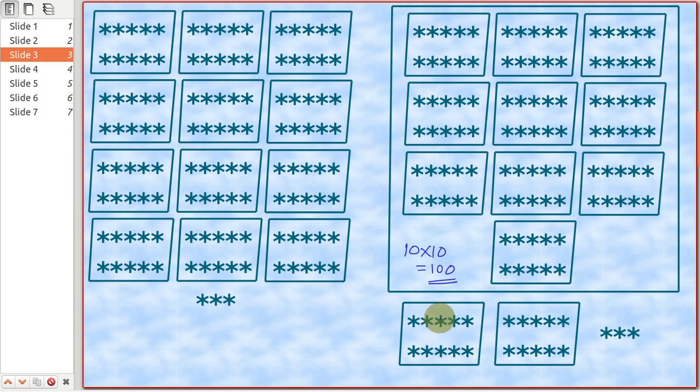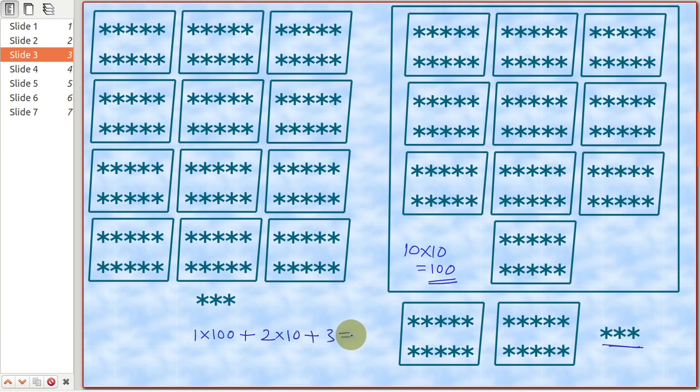And then we will be left with, so we had 12 smaller boxes, 10 of which are packed in the bigger box. So we are left with 2 smaller boxes and 3 loose stars. So we have one box of 100 stars, and then we have two boxes of 10 stars, and we have three loose stars.